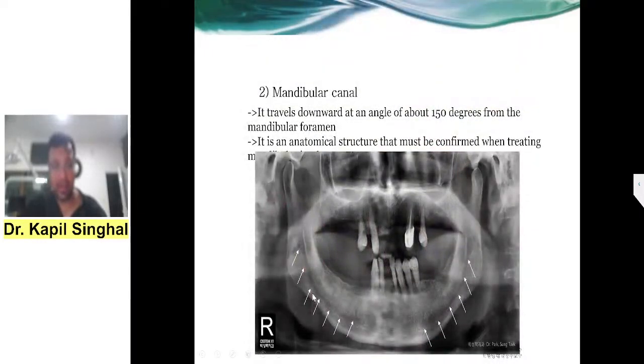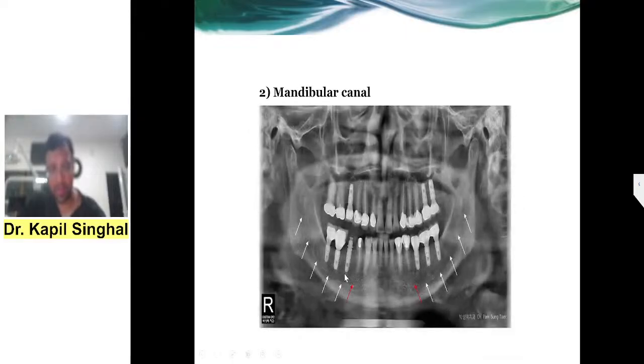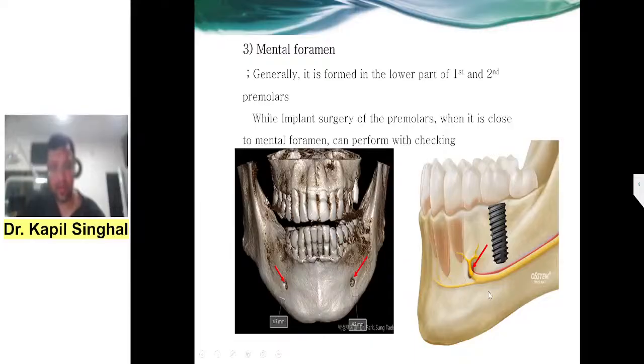So this is the mandibular canal in which the inferior alveolar nerve is traveling. Now you need to see when your implant is placed, your implant should be at least 2 mm away from the nerve. So they can ask you this question, what is the safe distance from the nerve? It is 2 millimeters. This is the mental foramen present on the buccal side.